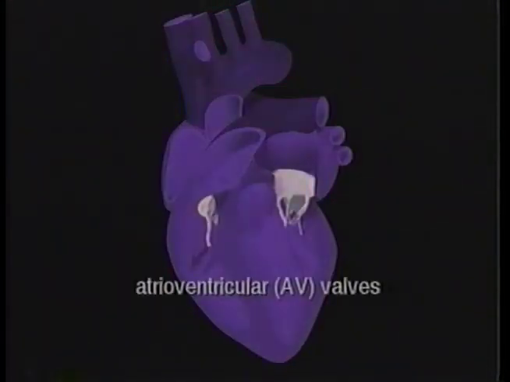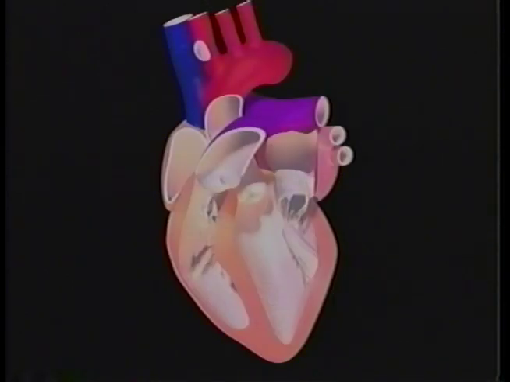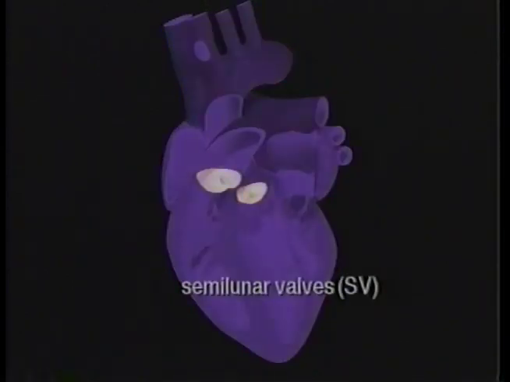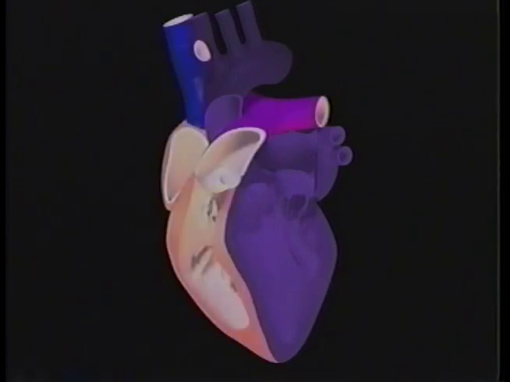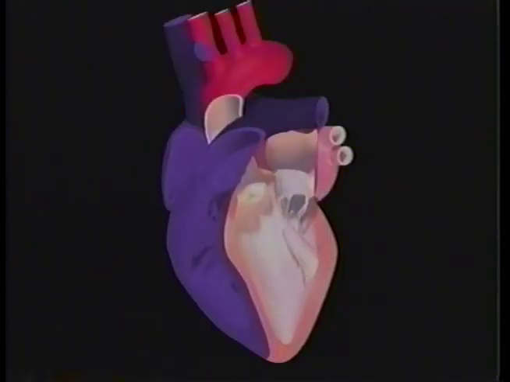Atrioventricular or AV valves are located between the atria and the ventricles and prevent backward flow of blood from the ventricles into the atria. Semilunar valves are located at the point where blood leaves the ventricles, preventing backflow of blood into these chambers. On the right side of the heart, a semilunar valve separates the right ventricle from the pulmonary trunk. And on the left side, a semilunar valve separates the left ventricle and the aorta.